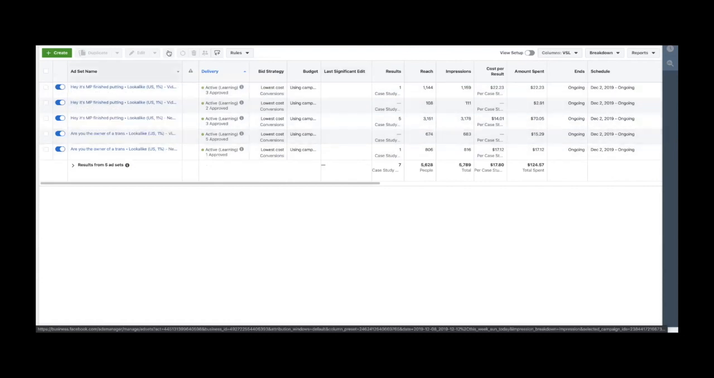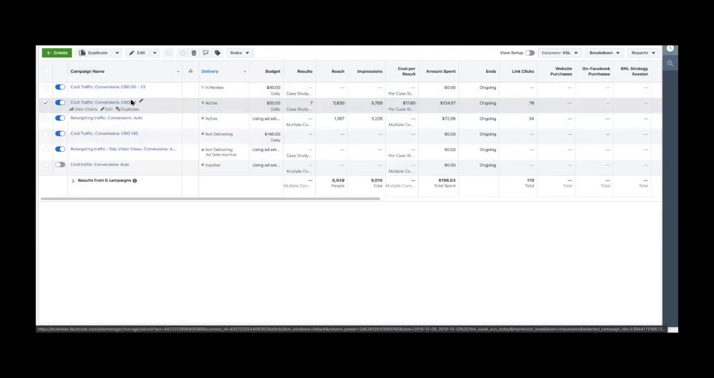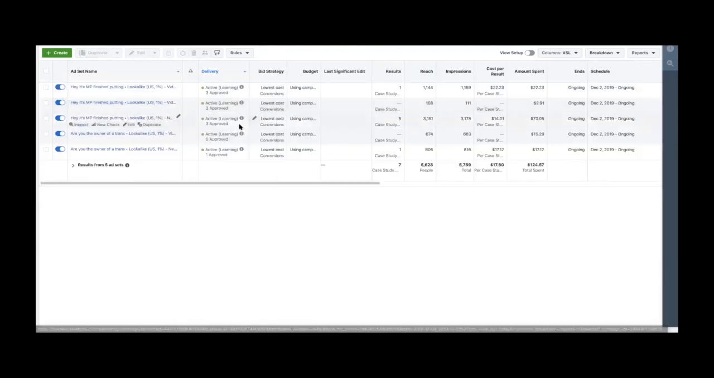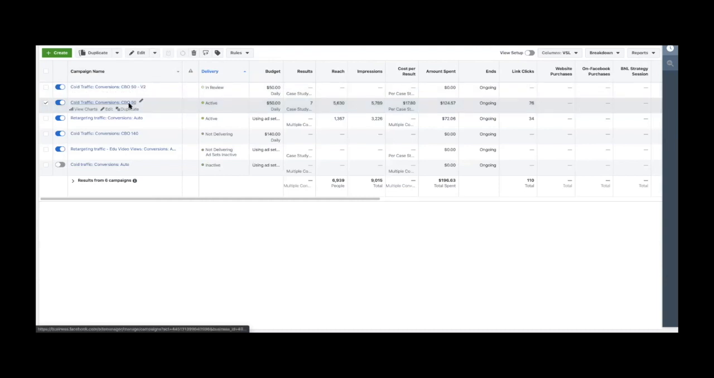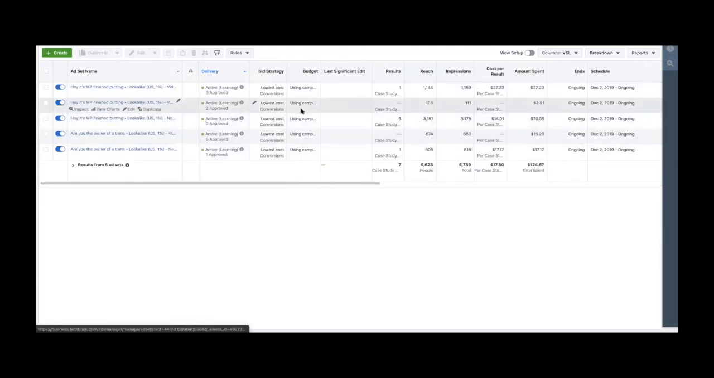Since it's a CBO 50, I noticed we have 5 ad sets. Does that even really matter? Yeah, so I wouldn't do more than 5 since it's only $50. Okay, got it. So if you turn one off, we would add another one in.